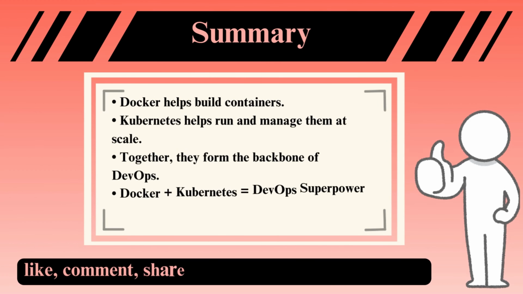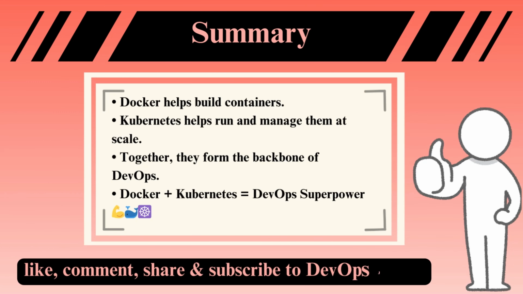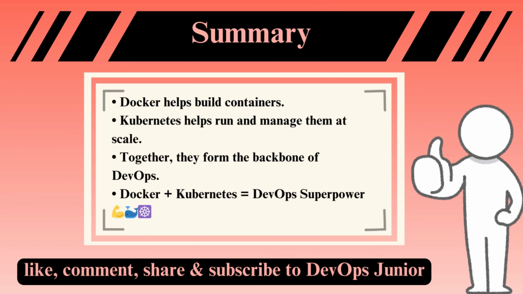So to sum up, Docker helps you build containers. Kubernetes helps you run and manage them at scale. Together, they form the heart of modern DevOps. Docker plus Kubernetes is a DevOps superpower.